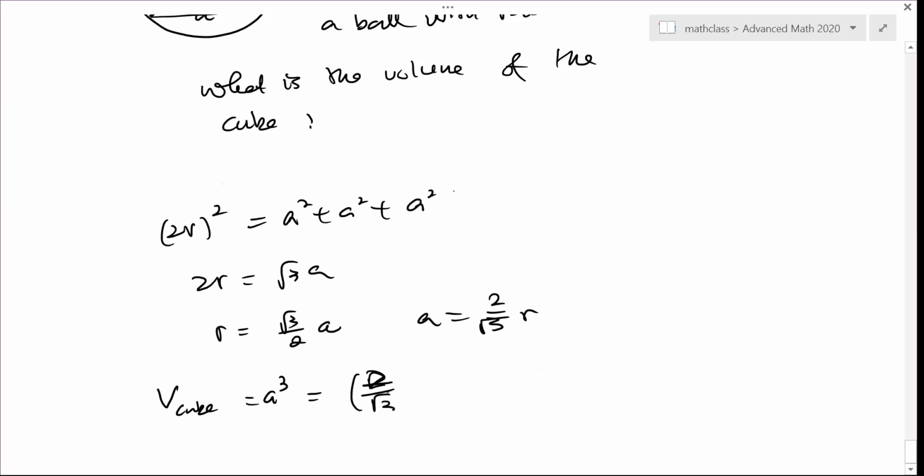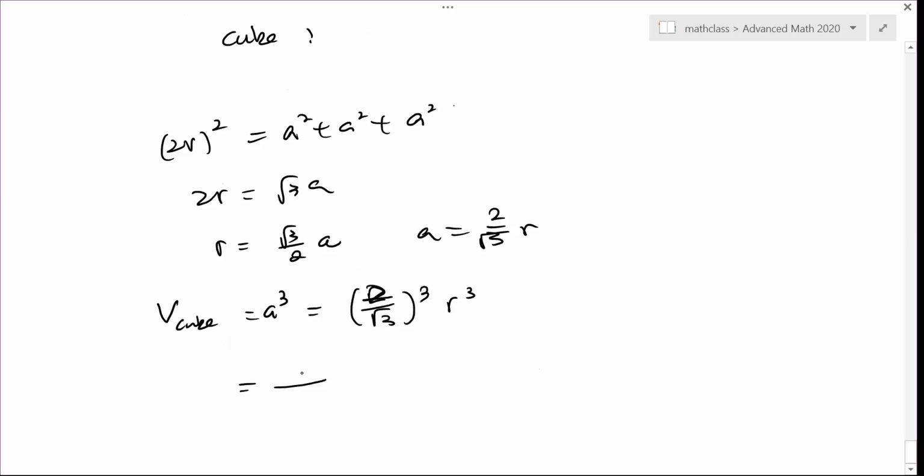Come on, 3 over 3, right? Now, how do we simplify this number? The top one will be 8, right? 2 cubed is 8. How do you do this?